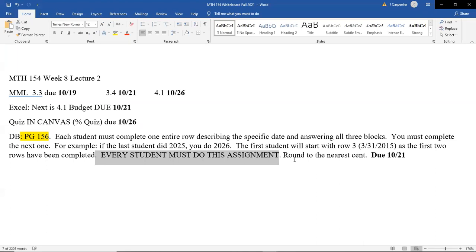Know that the midterm is on the horizon. It'll be a week after we finish chapter 4. I'm going to say probably 2 to 2.5 weeks is what we're looking at for that, but I will have a date for that sooner than later.